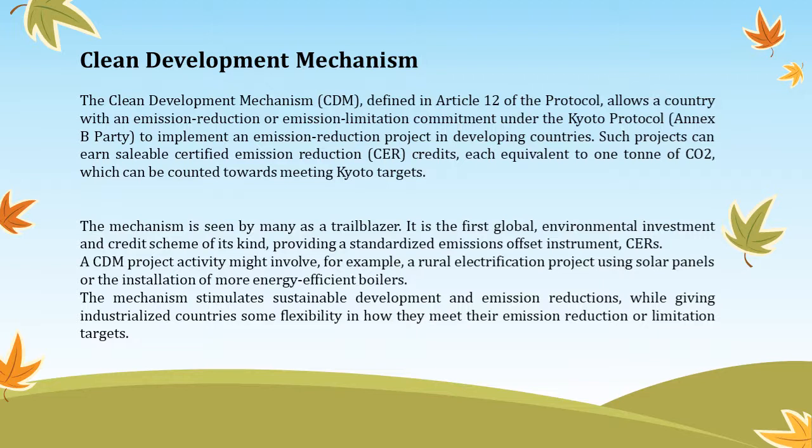So what these Annex B countries are supposed to do is implement an ERP, a so-called emission reduction project, in developing countries, and such projects will of course lead them to earn saleable, certified, and quantified emission reduction credits. So they will earn credits for investing in an emission reduction project in a developing country. And usually, if they are reducing 1 ton of CO2, that will be equivalent to 1 credit point, the so-called certified emission reduction credit. So this is how they are quantifying the Kyoto targets under the CDM.